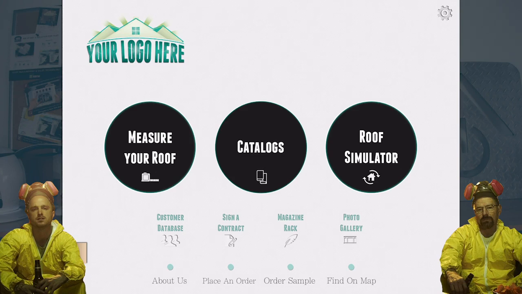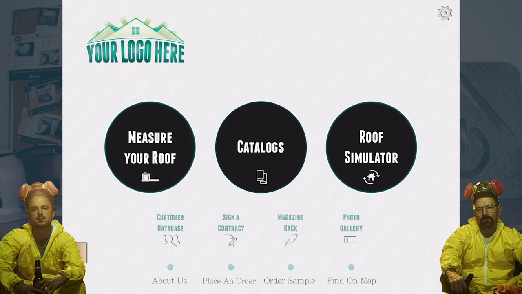So what we're going to do is use a piece of software, our software called iRoofing, and that's going to allow us to go in and actually measure this house, make an estimate, and make a simulator photo as well. So right now we're in iRoofing, and you'll see there's three little bubbles right there on the screen. One says Measure Your Roof, Catalogs, and Roof Simulator. We're going to start with the Measure Your Roof function.